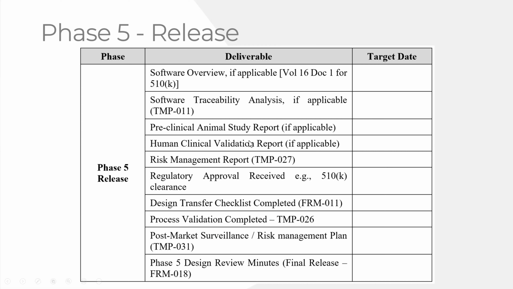And the same thing for the human clinical validation. If it's needed for the 510K, you would want it probably in phase 4. If you need it for CE marking only, then probably phase 5. The risk management report, that you don't need for a 510K typically. You typically only need that for CE marking, so that would be something you would normally do during, say, phase 5. The regulatory approval, you're waiting for that.